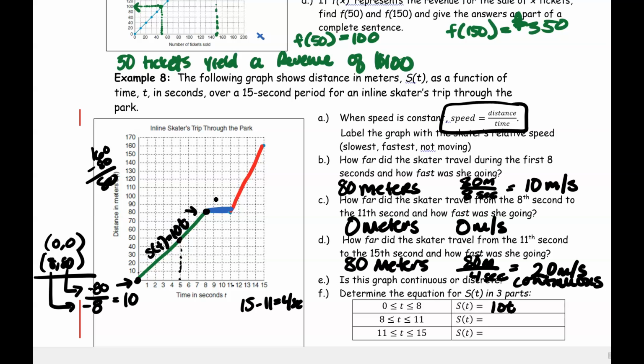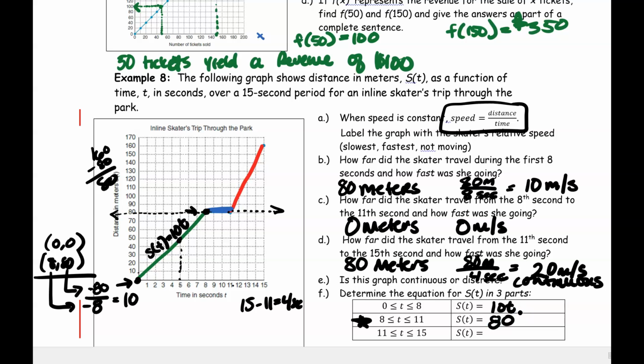This next one, let's think about how you write an equation for a horizontal line. We talked about this in 9.2 in our last section. If you have a horizontal line, you want to look at where that line crosses the y-axis. It's always at 80. No matter what the input is, that blue part is at 80, just from 8 to 11, which we know right here. So the equation for that is just going to be 80.